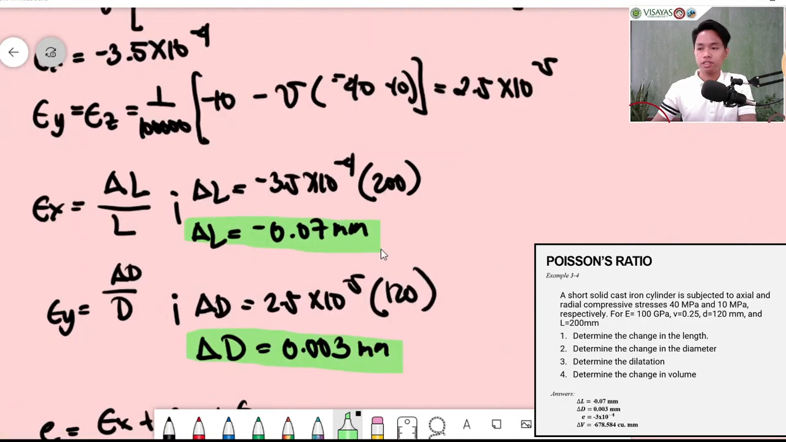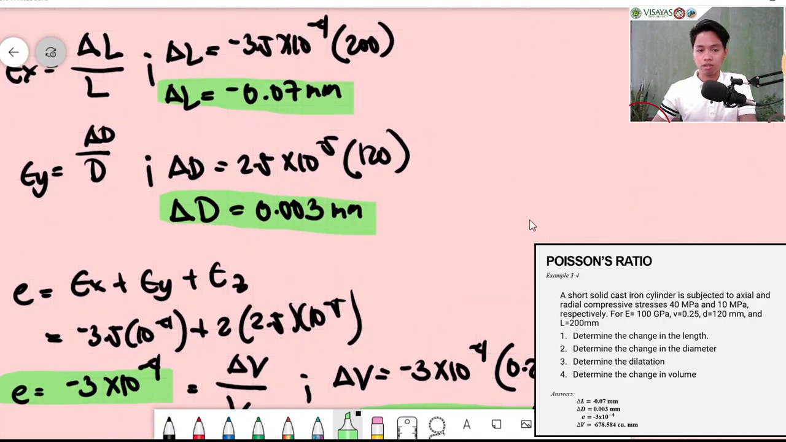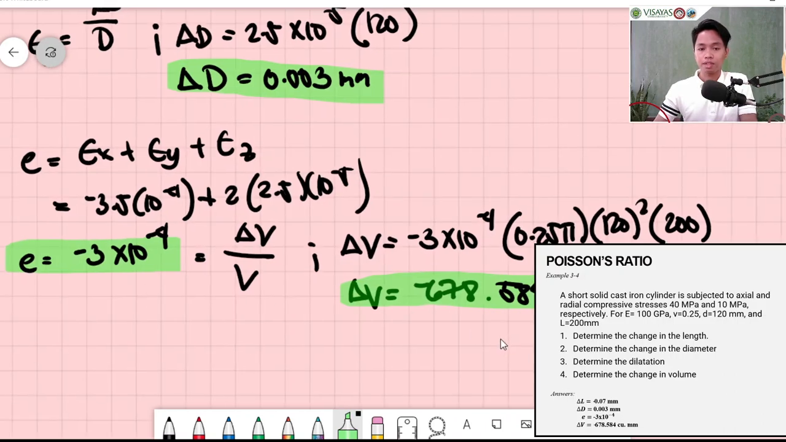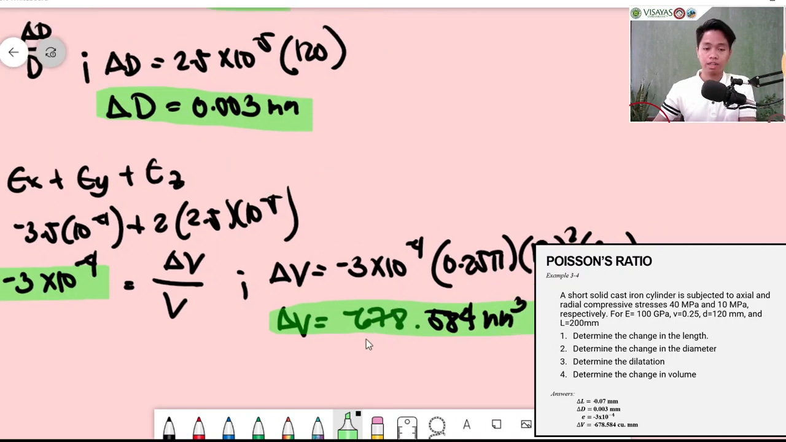So first, the change in L is negative 0.07, so it decreased. Your change in diameter is 0.003 millimeters, so it increased. Your dilatation or your volumetric strain is negative 3 times 10 to the negative 4. Therefore, the volume decreased, and the change in volume is negative 678.584. You can derive the same by computing the final volume and the initial volume, and then subtracting. So, that would be your change in volume.